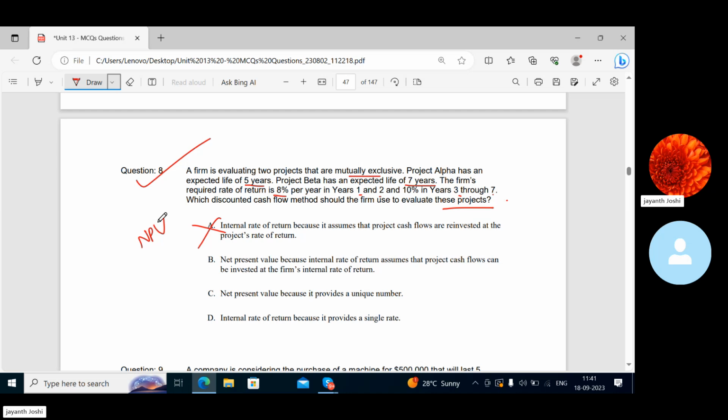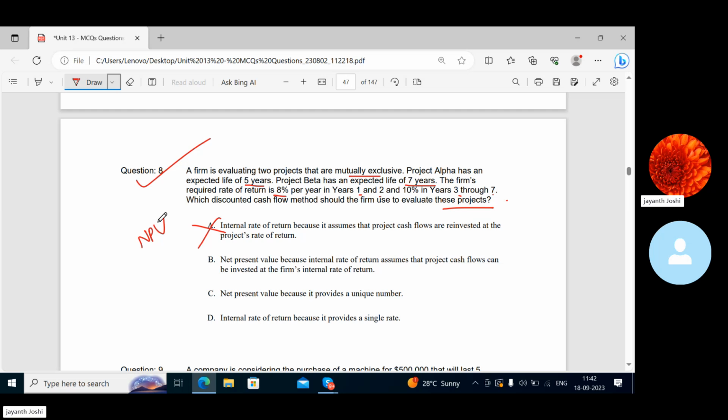NPV assumes that the cash flows you're getting, the funds you have, should be reinvested at the required rate of return. Not IRR. Why would NPV have an assumption that they will be thinking to invest the money at IRR? No way. NPV is a separate, different method.